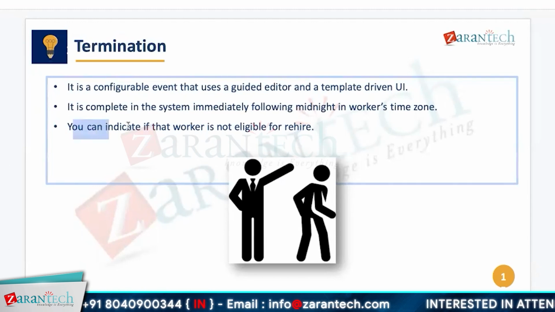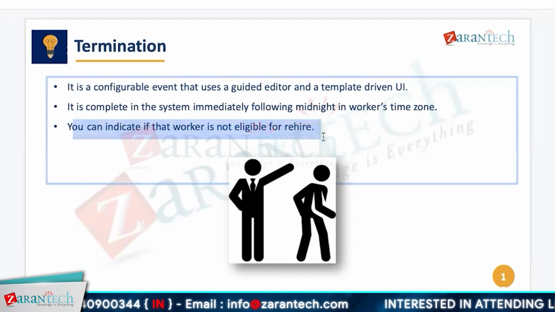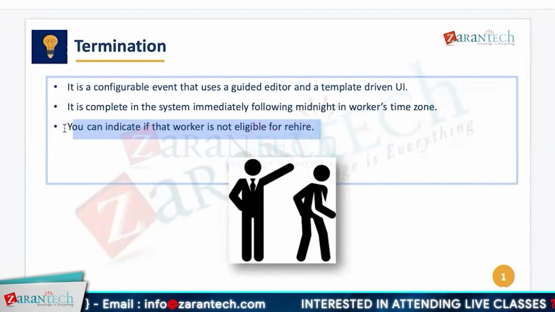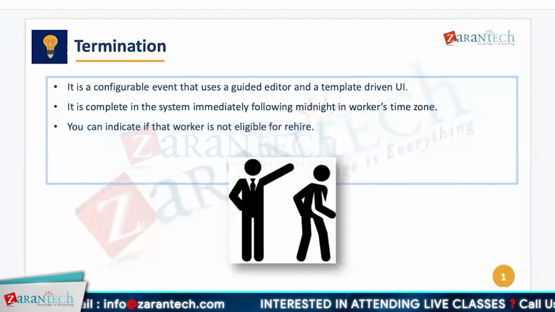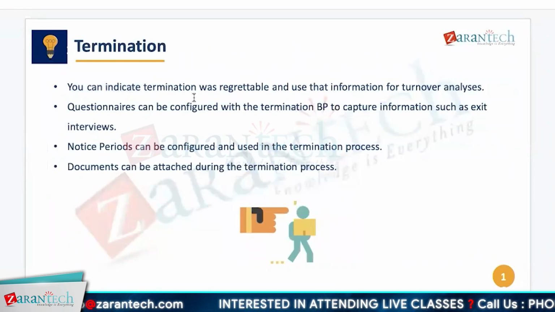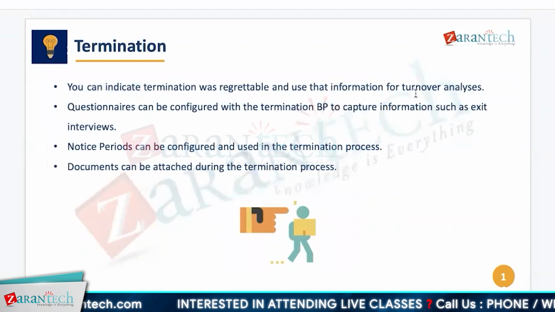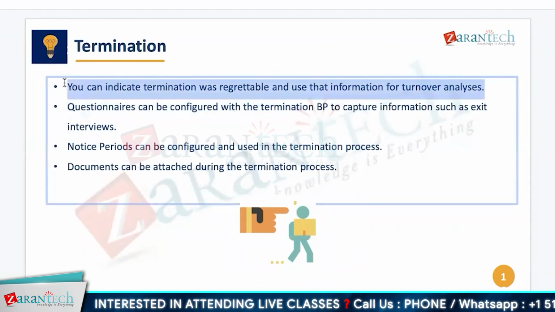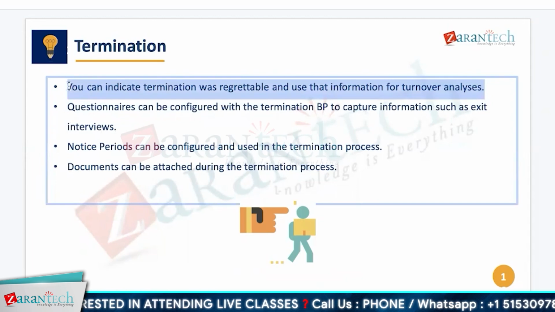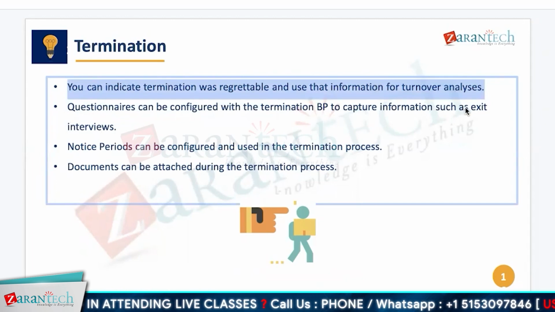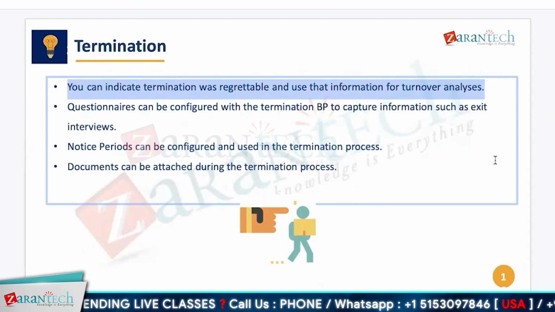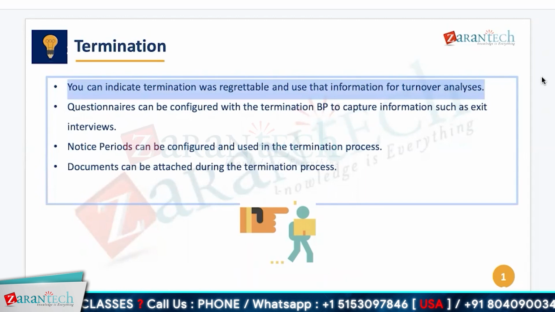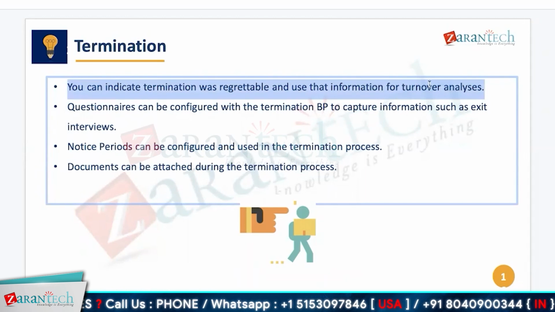Same thing, you can indicate that if that worker is not eligible to rehire, and that's why I selected no there. Then you can indicate termination was regrettable and use that information for turnover analysis. Again, generally, what does this line actually mean? Just for the sake of explaining, what is turnover?